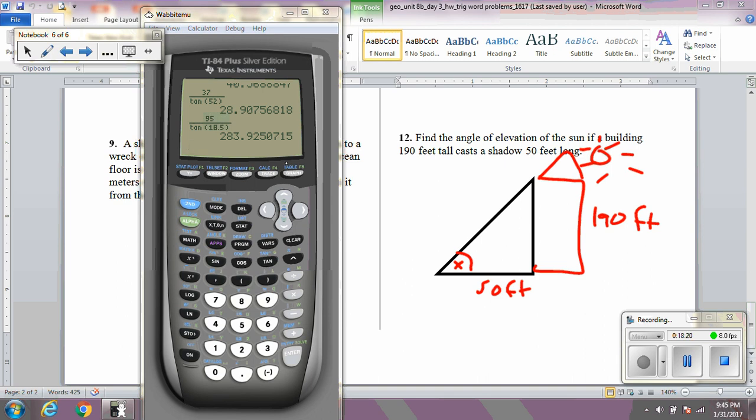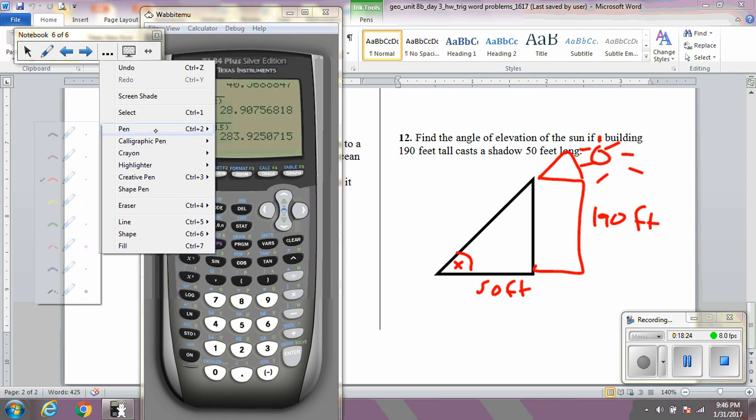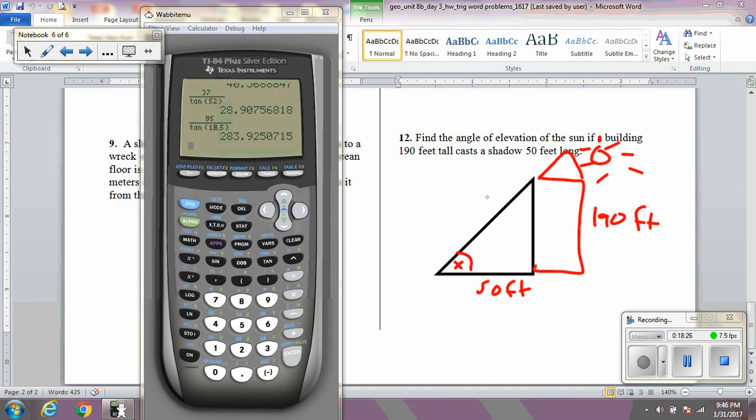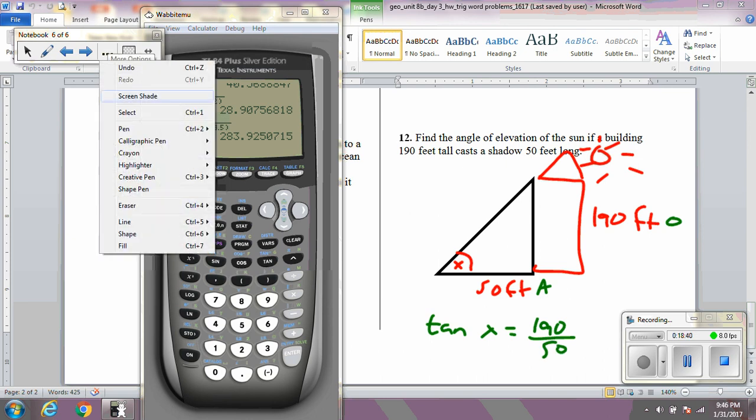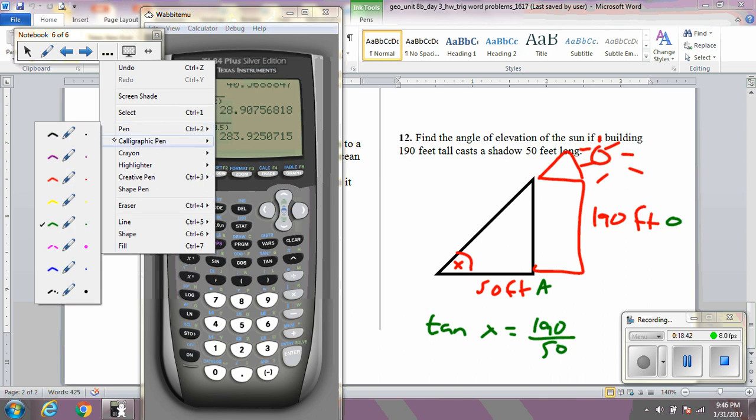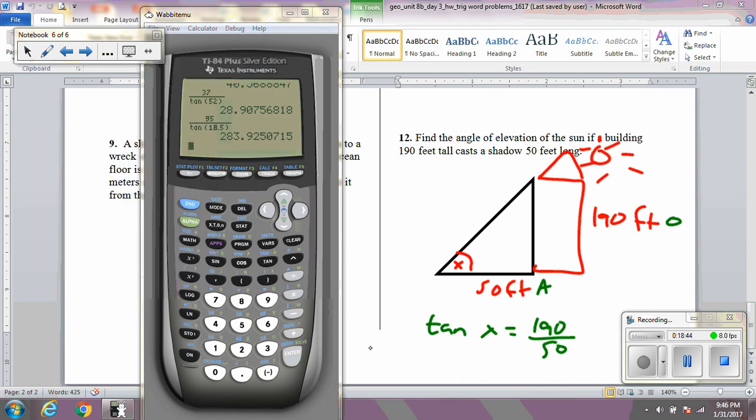So from this angle of elevation, I have the opposite side and the adjacent side. So I'll use tangent. So tangent of x equals opposite, 190, over adjacent, which is 50. And since I'm looking for the angle, I have to use inverse. So I'm going to use inverse tan. So x equals tan inverse of 190 over 50.